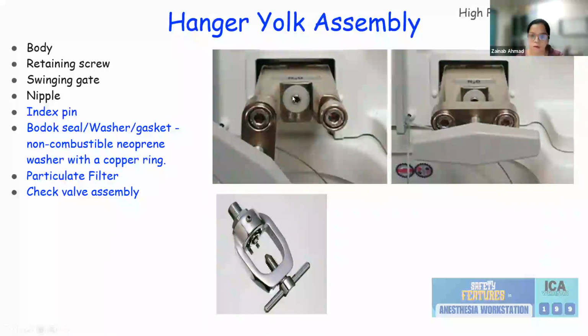Then why is there a copper ring? Copper is corrosion resistant. That is why copper is used as a part of the Bodok seal. So each and every part is a safety feature.